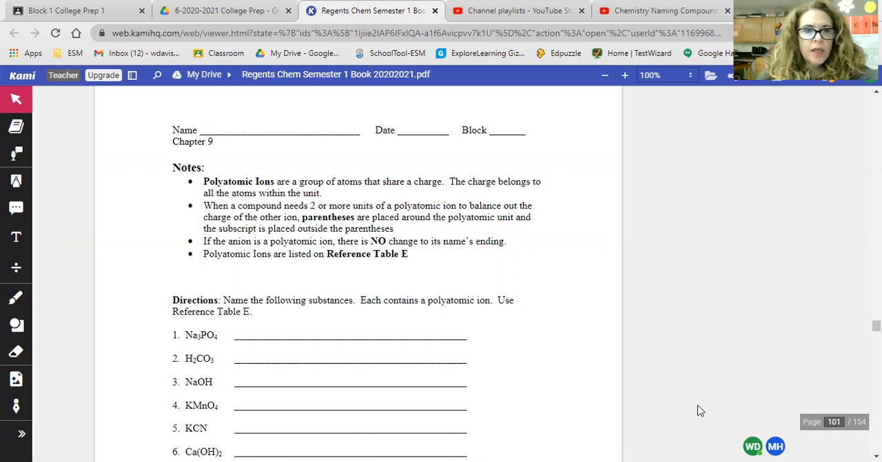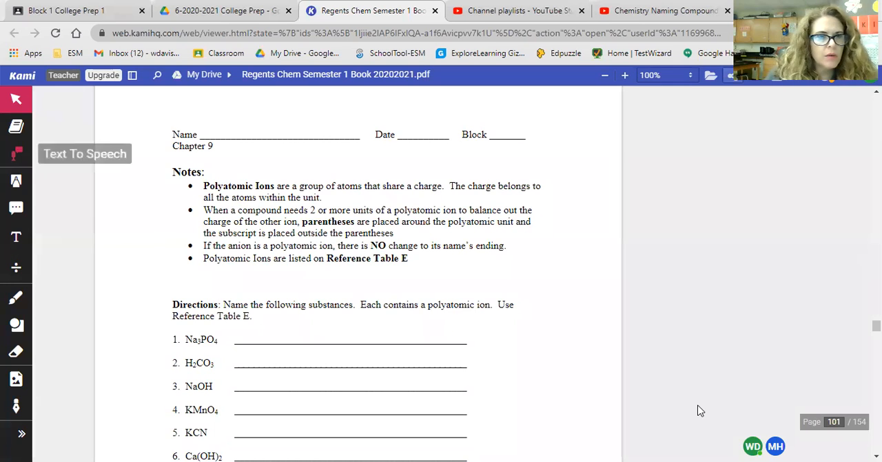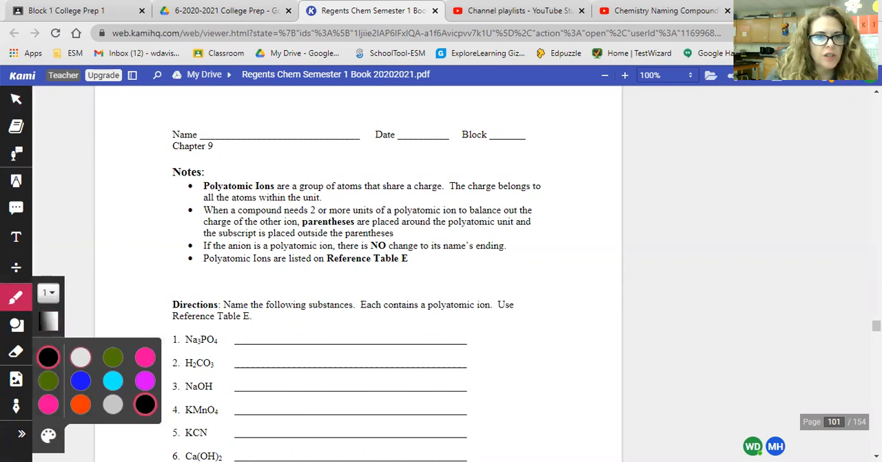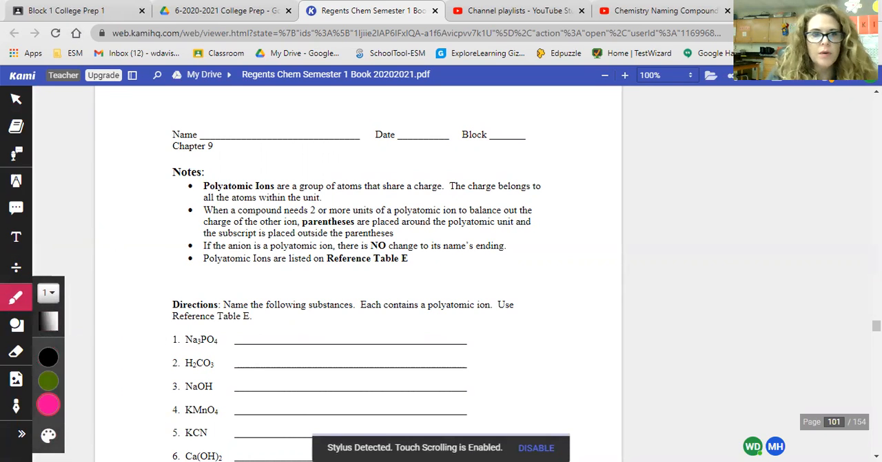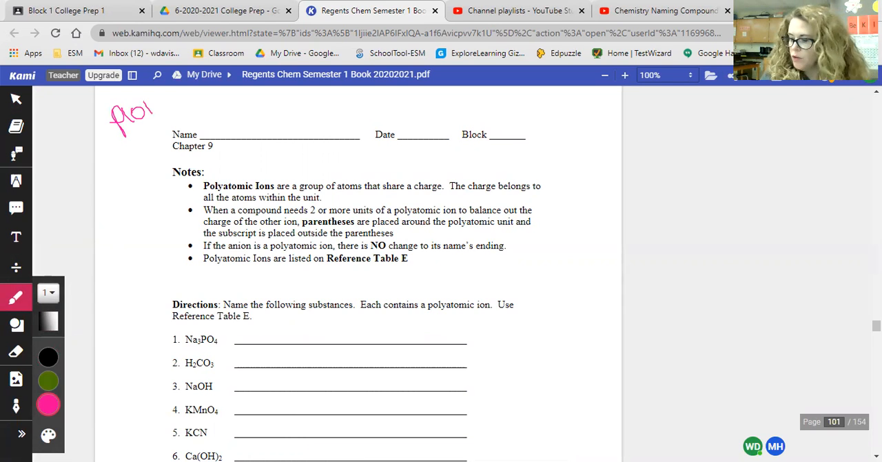We're going to talk now, we're at page number 101 in your notes. So let me get my pen function going here. And let's go with this color for now. All right, so this is page number 101 in your notes book.